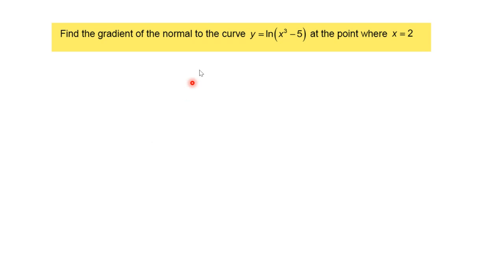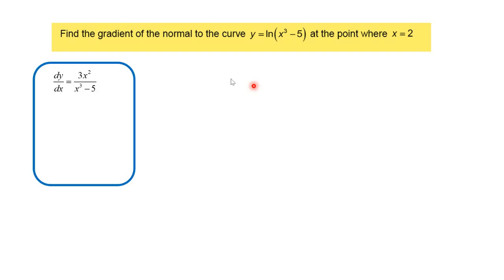So if I ask you to find the gradient of the normal to the curve y equals ln of x cubed minus 5, can you see I've got a fancy f of x here, at the point where x equals 2. So first and foremost, I need to understand that the normal is the line perpendicular to the tangent. Okay, how do I get the gradient of the tangent? I differentiate and I substitute 2 into x's place.